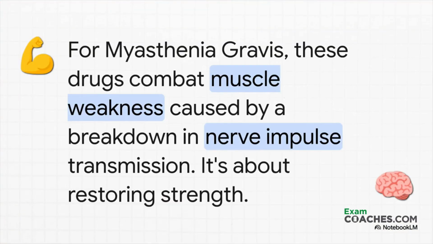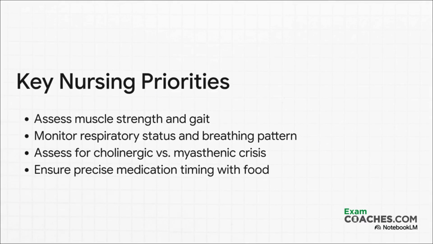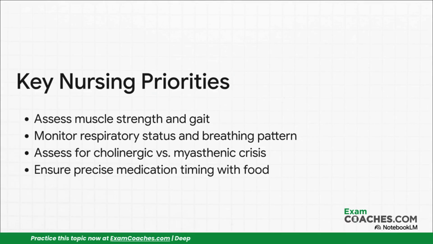First up, we've got Antimyasthenics. These are the medications for conditions like Myasthenia Gravis, where the whole problem is this major muscle weakness because the nerve signals just aren't getting through properly. And this is classic NCLEX territory. It's not going to just ask for the drug name. It wants to know your priorities. Are you checking muscle strength? Are you watching their breathing? And here's a big one. Do you know the difference between a cholinergic crisis, that's too much medication, and a myasthenic crisis, which is too little? And what about timing the meds with food to prevent aspiration? Those are the details that score you points.